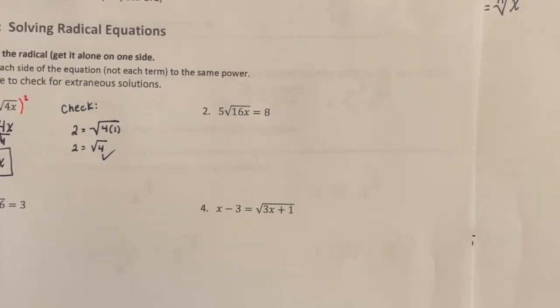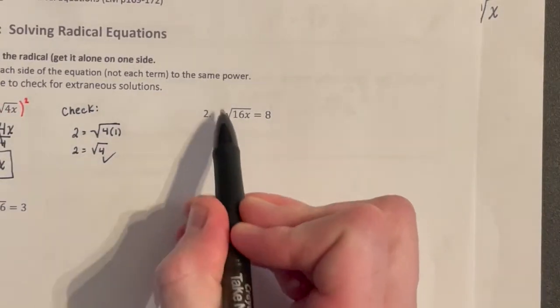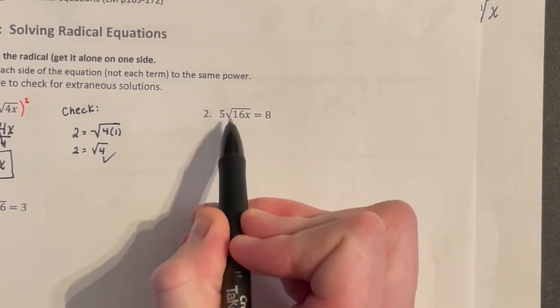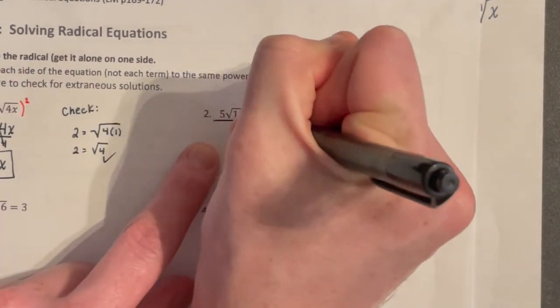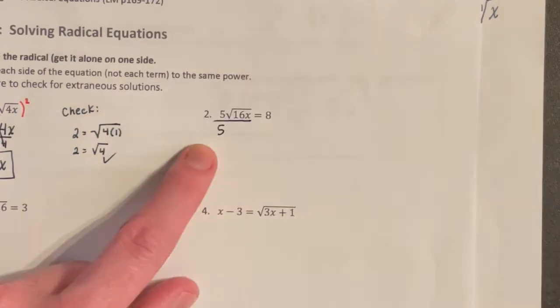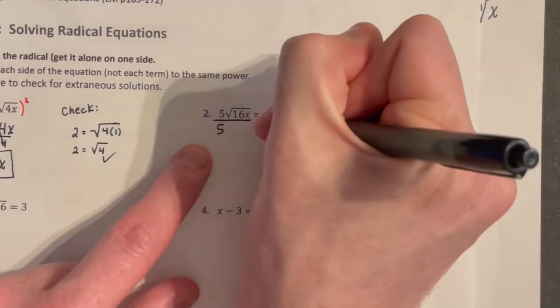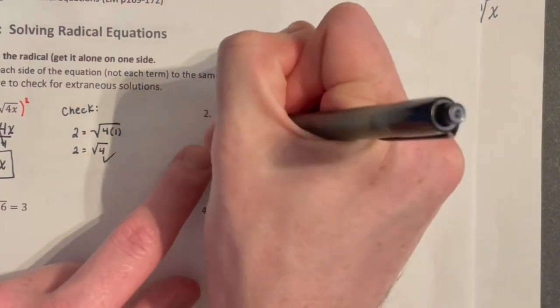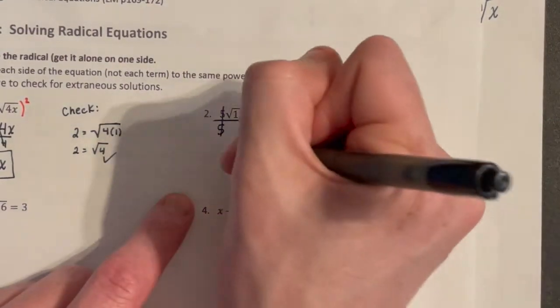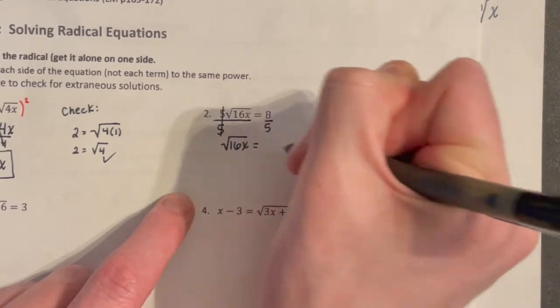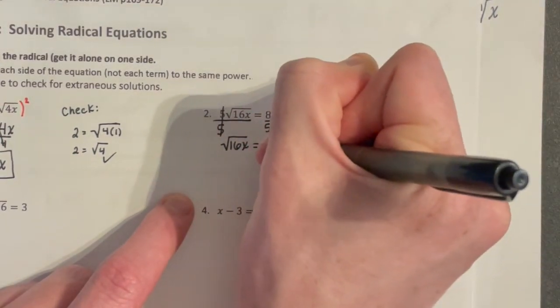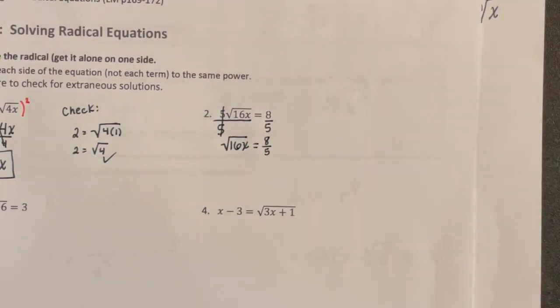Now in number 2, we have a value outside of this radical. So we want to get that radical part, the square root, by itself. We do that by undoing this 5. It's being multiplied, so we undo that with division. And now I have the square root of 16x all by itself, and it's equal to 8/5. That's okay. We can leave things as a fraction or an improper fraction.